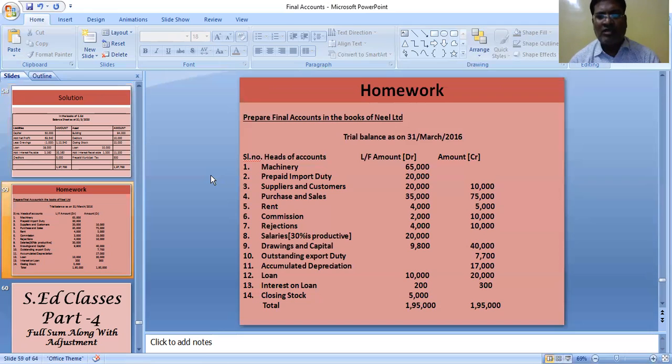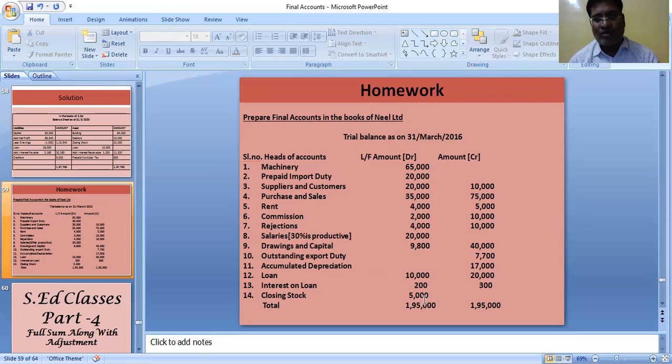Now, notice one thing, student. You have to do this sum as a homework. Send it to me. Closing stock is given in the trial balance. Notice this sum. Right. Closing stock is given in the trial balance. So it will not come in two places. It will only come in one place. With the asset side only it will come.